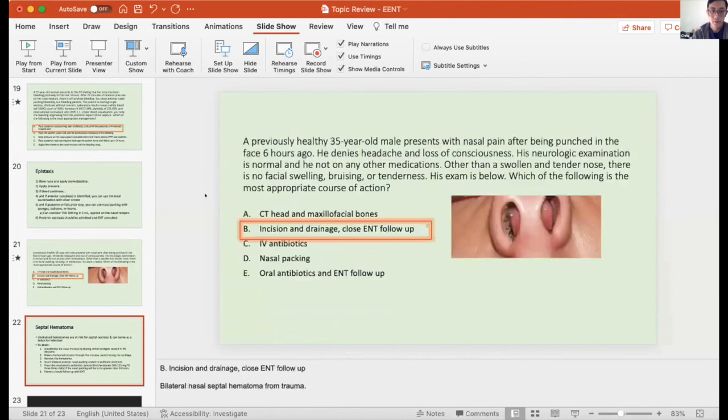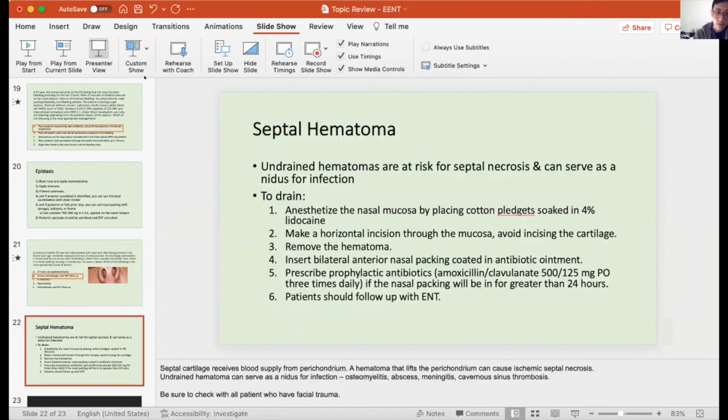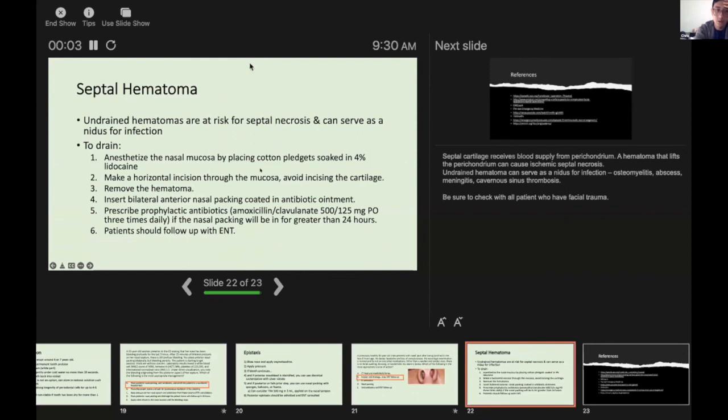To drain, you want to anesthetize the nasal mucosa by placing cotton pledgets. You can make a horizontal incision and avoid incising the cartilage. You want to remove the hematoma, and you want to insert bilateral anterior nasal packing coated in antibiotic ointment. And you can prescribe prophylactic antibiotics, amoxicillin-clavulanate three times daily. If the nasal packing will be in for greater than 24 hours, the patient should follow up with ENT. And make sure to check for nasal septal hematomas in all patients who present with facial trauma.